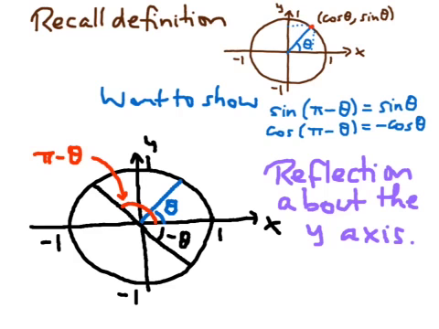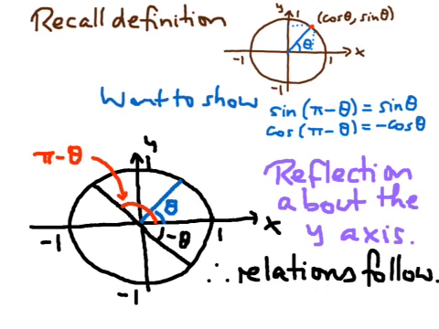So from this immediately we see that the relations given above follow. So we have shown why it is the case that sine of pi minus theta is equal to the sine of theta, and we have shown why it is the case that the cosine of pi minus theta is minus the cosine of theta.